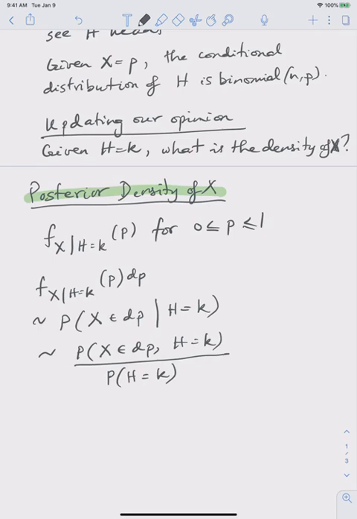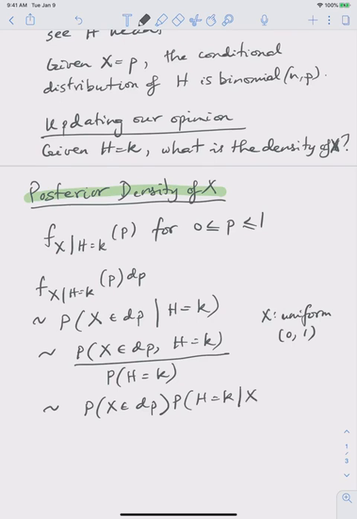So let us look at the numerator. Remember that X, to start out with, is uniform on 0, 1. So it is natural to split up this numerator into: X had to be in dP, and then H had to be K, given that X was just around P, and then we have to divide by the overall probability that H is equal to K.